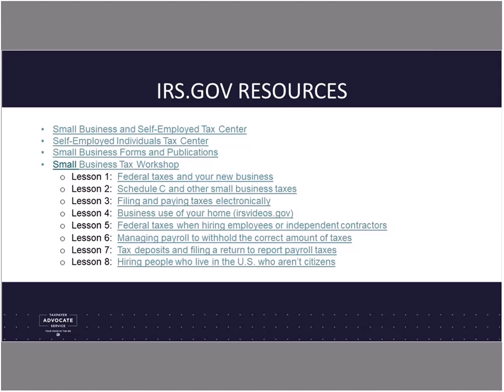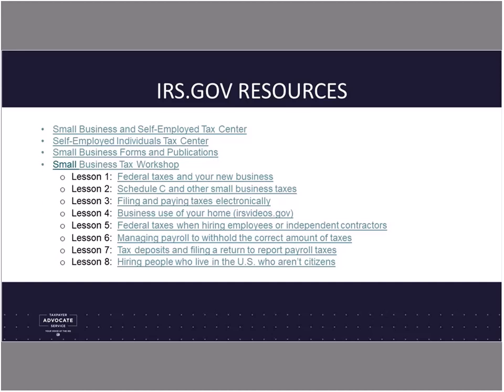There's 8 lessons listed. They're available 24/7 at irsvideos.gov. These lessons provide and emphasize specific federal information that's important for small business owners, some of which we've covered today. Federal taxes and your new business, Schedule C and other business taxes, filing and paying taxes electronically, business use of your home, federal taxes when hiring employees or independent contractors, managing payroll to withhold the correct amount of taxes, tax deposits, and filing a return to report payroll taxes, hiring people who live in the U.S. who are not U.S. citizens.